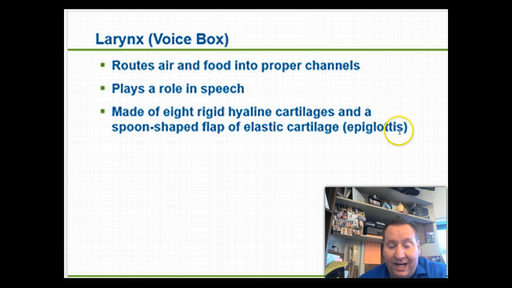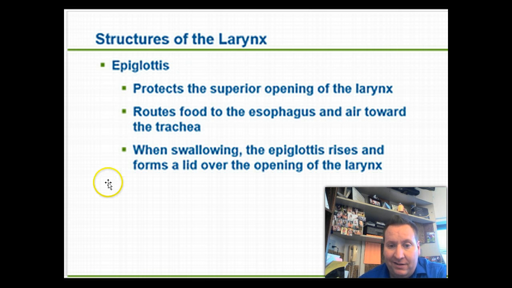So here's the epiglottis that we talked about. The voice box, the larynx, is going to play a role in your speech production. When we take a look at the larynx, when we swallow, the epiglottis rises and forms a lid over the opening of the larynx itself. So your larynx kind of goes up and presses against that epiglottis. It's going to route food to the esophagus and air to the trachea. The epiglottis is basically protecting the opening of the larynx to prevent food from getting down there so you don't choke.